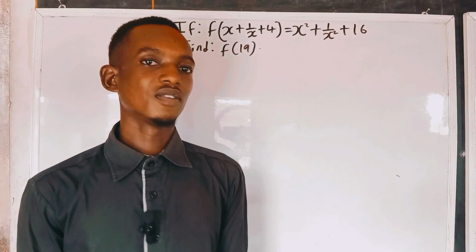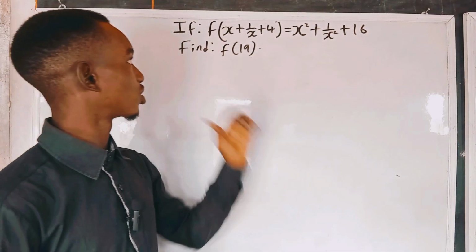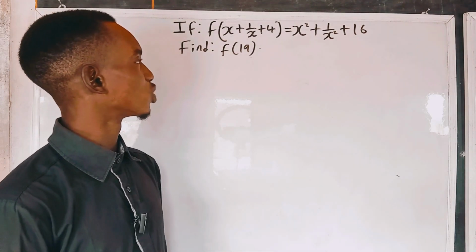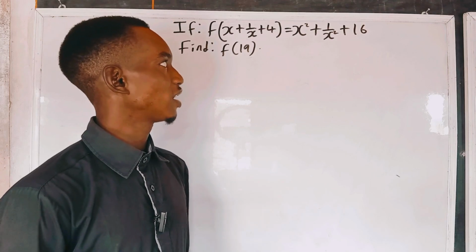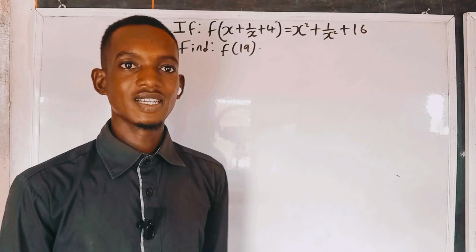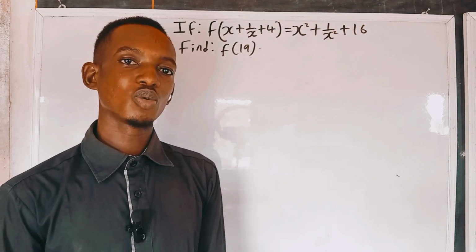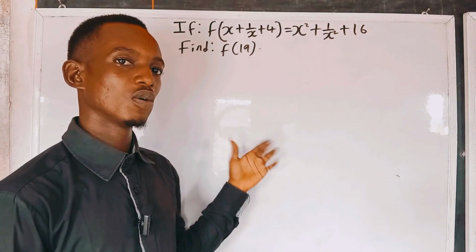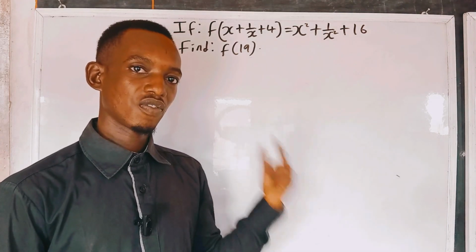Now let's look at this very beautiful function notation question here. It says that if f of (x plus 1 over x plus 4) equals x squared plus 1 over x squared plus 16, find f of 19. Before you watch this video, I advise you to go back to my previous video on function notation. I explained the meaning of function notation and how to understand it.